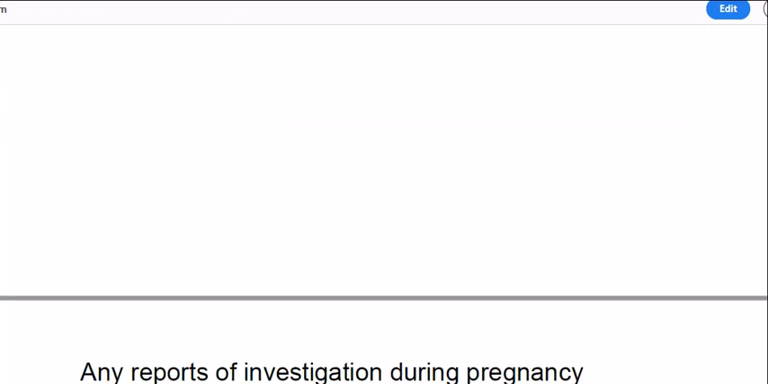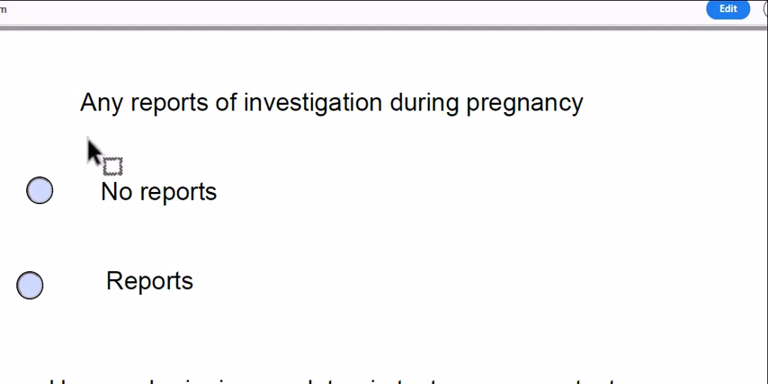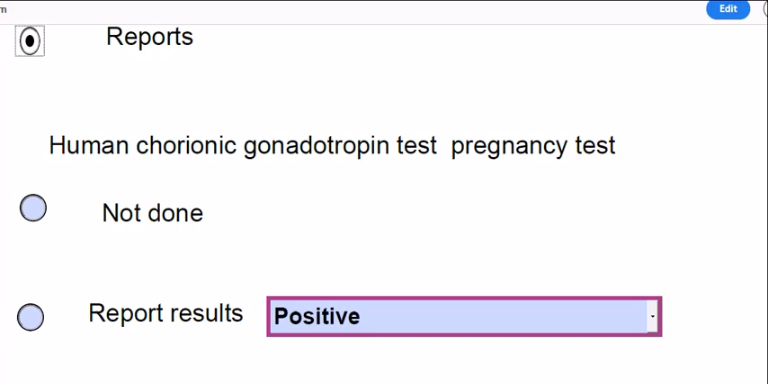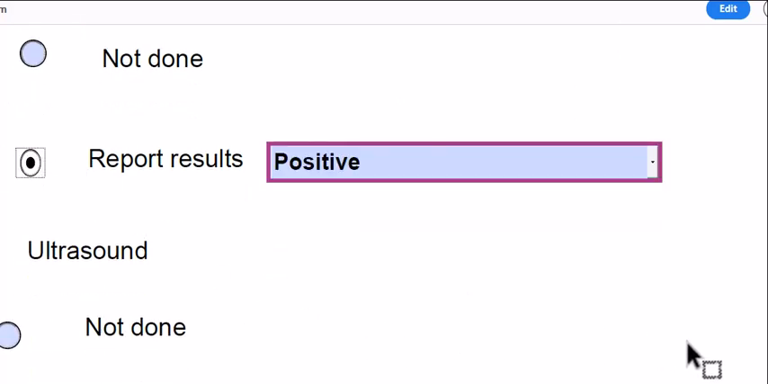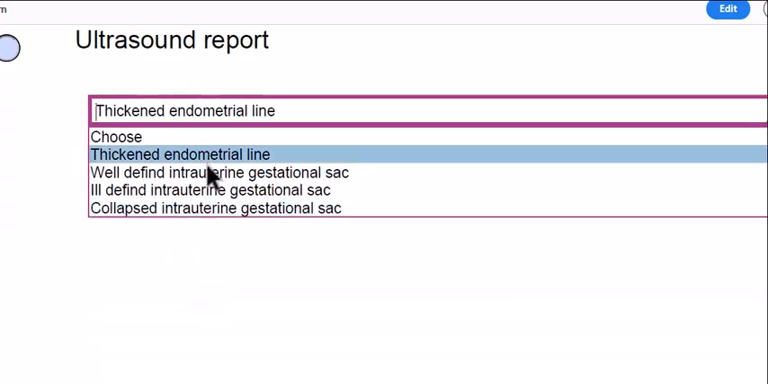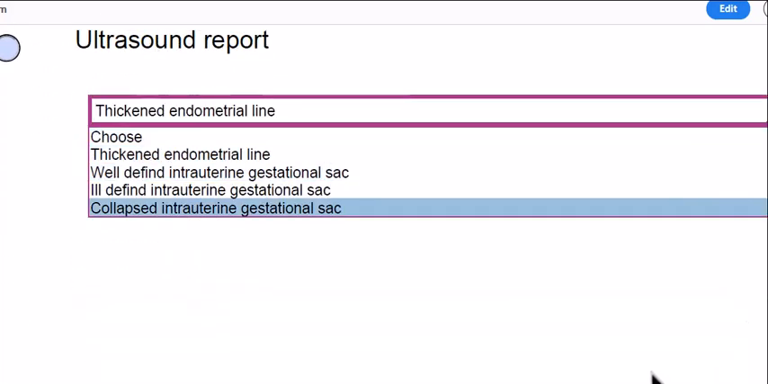And then we have to record any report of investigations about the pregnancy, whether the human chorionic gonadotropin level or the ultrasound findings. At the end, we can determine the differential diagnosis. Is it a case of abortion, or a case of ectopic pregnancy, or a case of molar pregnancy.